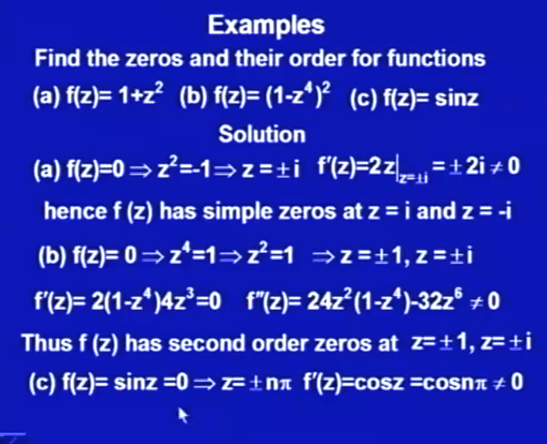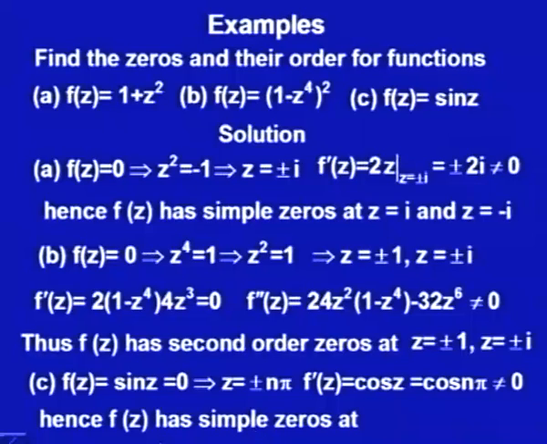So, what we are having is that all these points plus minus n pi for n is equal to 1, 2, 3 and so on, and even for the 0, they are zeros of the function sin z, and all of them are simple zeros. So, f z has simple zeros at z is equal to plus minus n pi for n is equal to 1, 2, 3 and so on.